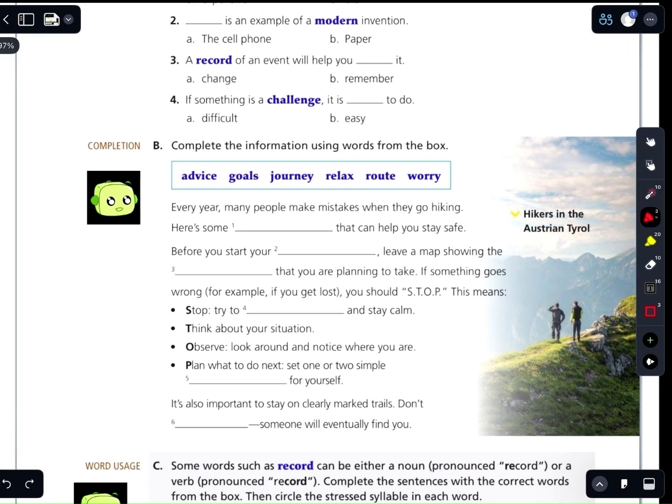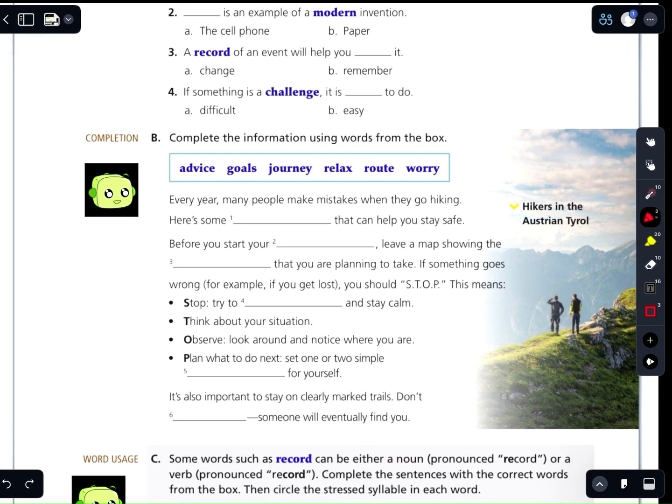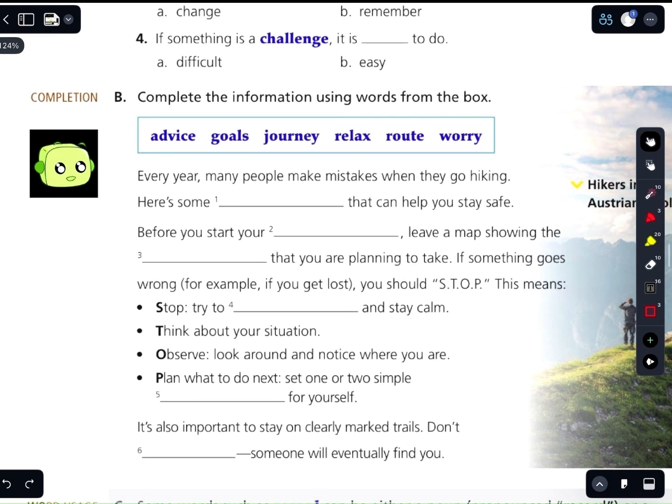B, completion. Complete the information using words from the box. We have advice, goals, journey, relax, route, and worry. And we have the Vocaroo symbols, so if you want to record your voice, that is fantastic. You can put in your answers and then you can read this whole passage here.